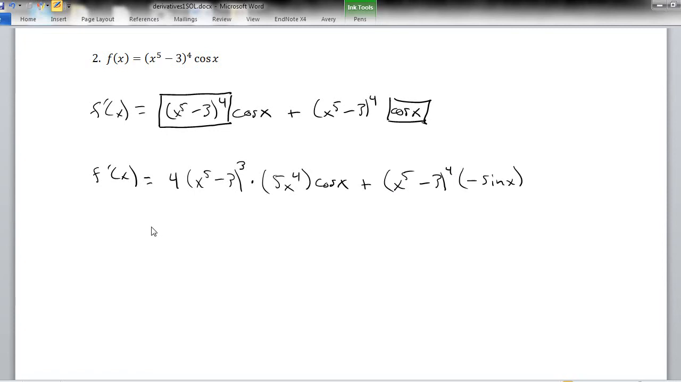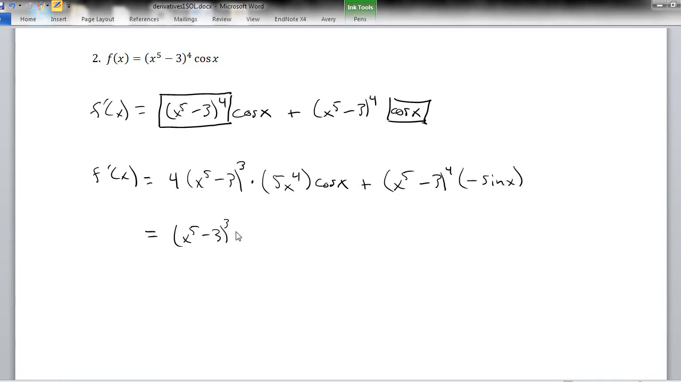So that's my derivative, and I should probably think about if I can simplify it a bit. Any common factors? Maybe just x to the fifth minus 3 to the third, right? Because there's at least 3 copies of that over here too, and I don't see anything else that they have in common. So let's just factor that out.